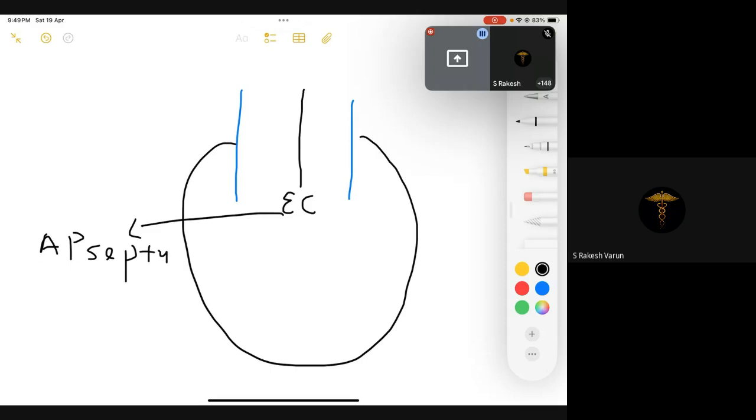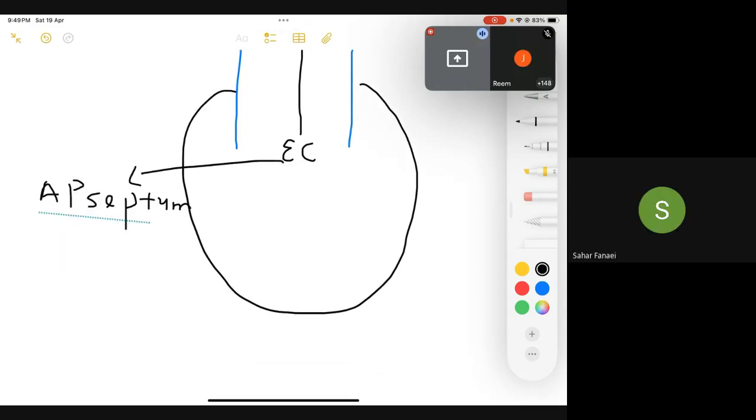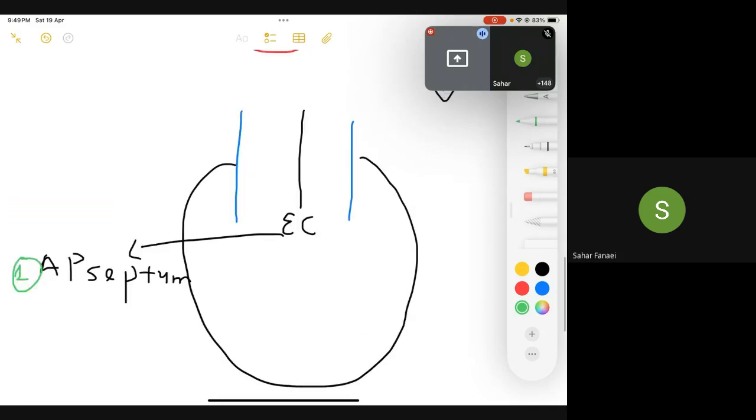Is that clear? Are you guys following me? Okay, clear. So this is going to be the first function of your endocardial cushions. Then what happens as this septum is formed? We need spiraling of this septum. Why do we need that spiraling? This septum should get spiral. Why?